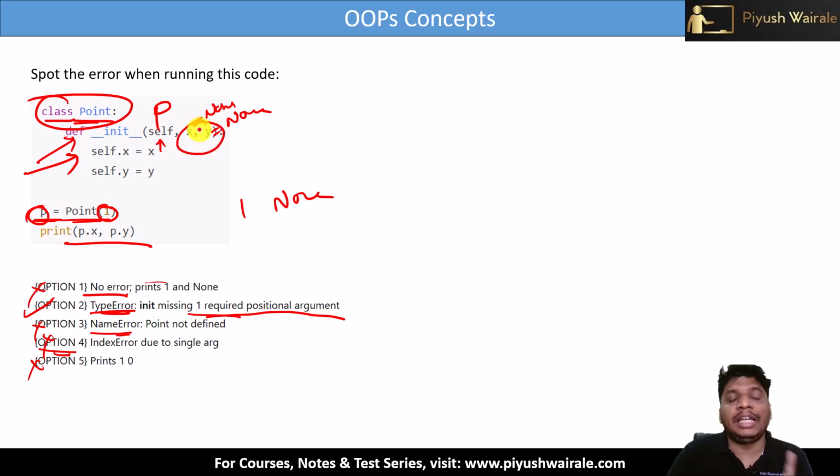But here we have not set any default value. So kindly remember, if I put x equals None, y equals None, it means that if the values are not present while creating the object, it will take the default value. It can be anything: None, 2, 3, any value, but we have to specify it inside the function. I hope you understand this. So that's why option 2 is correct.